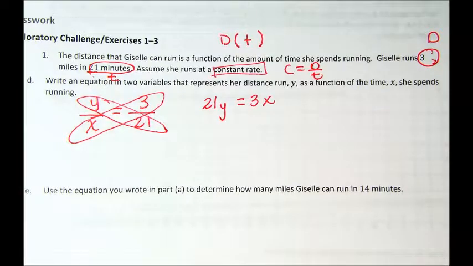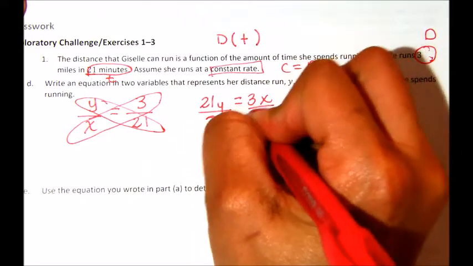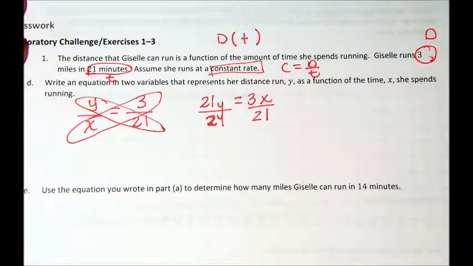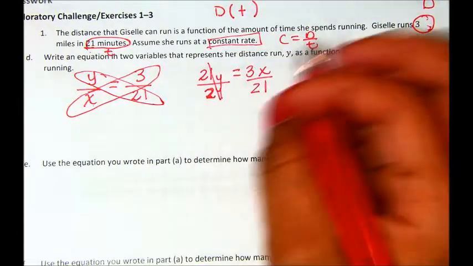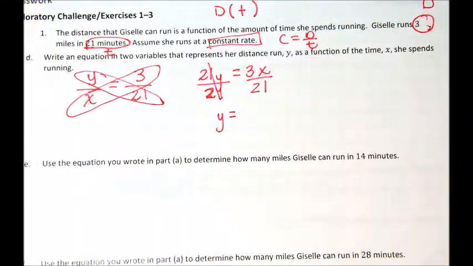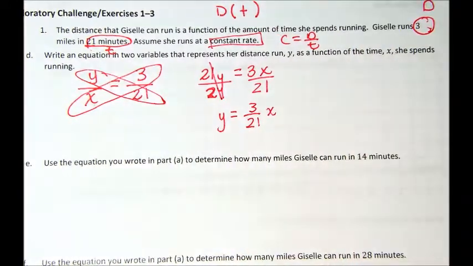We want to isolate which variable? We want to isolate the variable y. So I'm going to divide both sides by the number, the coefficient attached to y. All right, so I'm going to see 21 divided by 21 canceling out. And I'm left with y equals 3 over 21x.